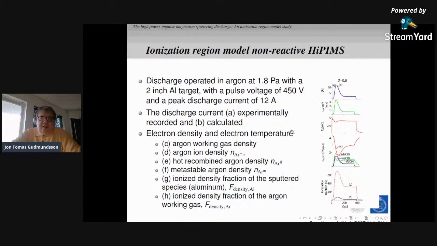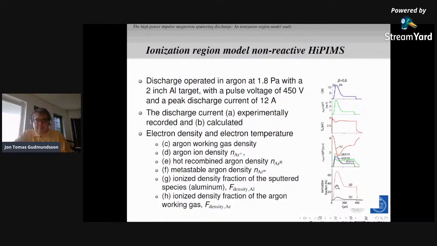And we see here various things, such as the electron density, the electron temperature, and the argon density, and that is basically what we will look at now. We see that the argon density drops significantly as the pulse progresses. So this is the rarefaction of the argon gas. We see here the ionization fraction. The upper curve, the red curve, shows that over 60% of the aluminum is ionized at the peak of the current. The fraction of the argon that is ionized is much, much lower.